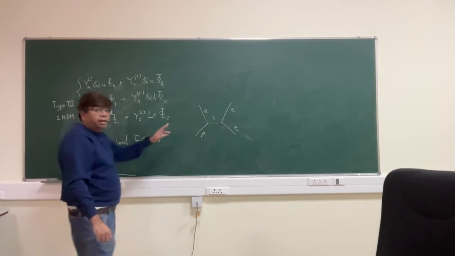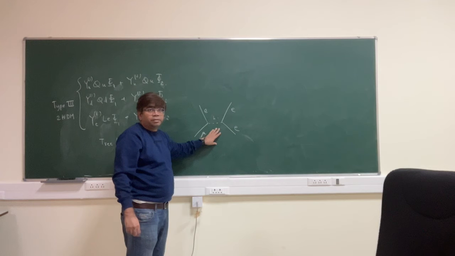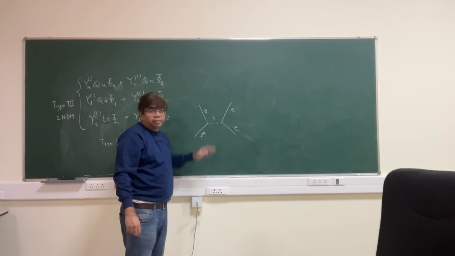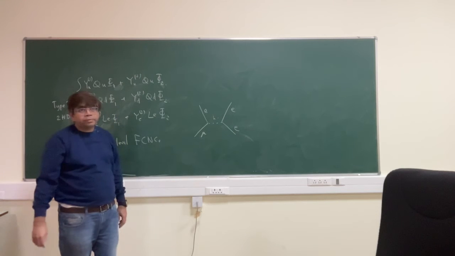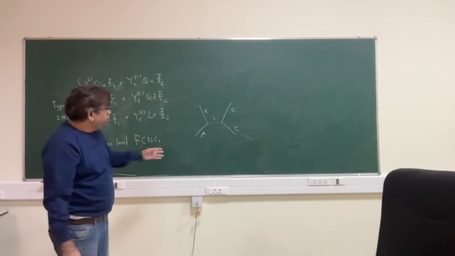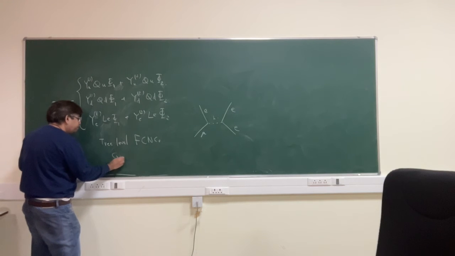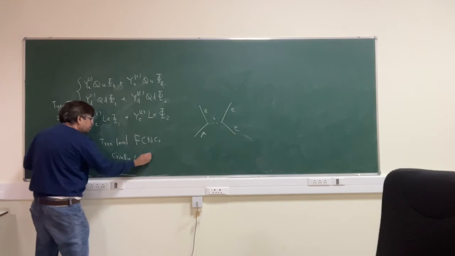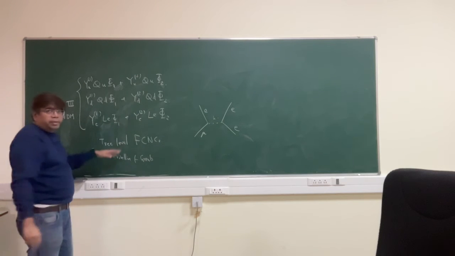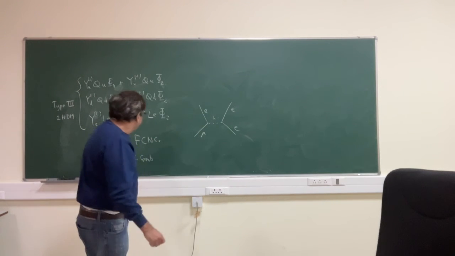This process happens at the tree level, so its rate is very high. It's not a loop process. It will be highly constrained. Krivelin and Groib have looked at an updated version of this, up to Higgs doublet models.